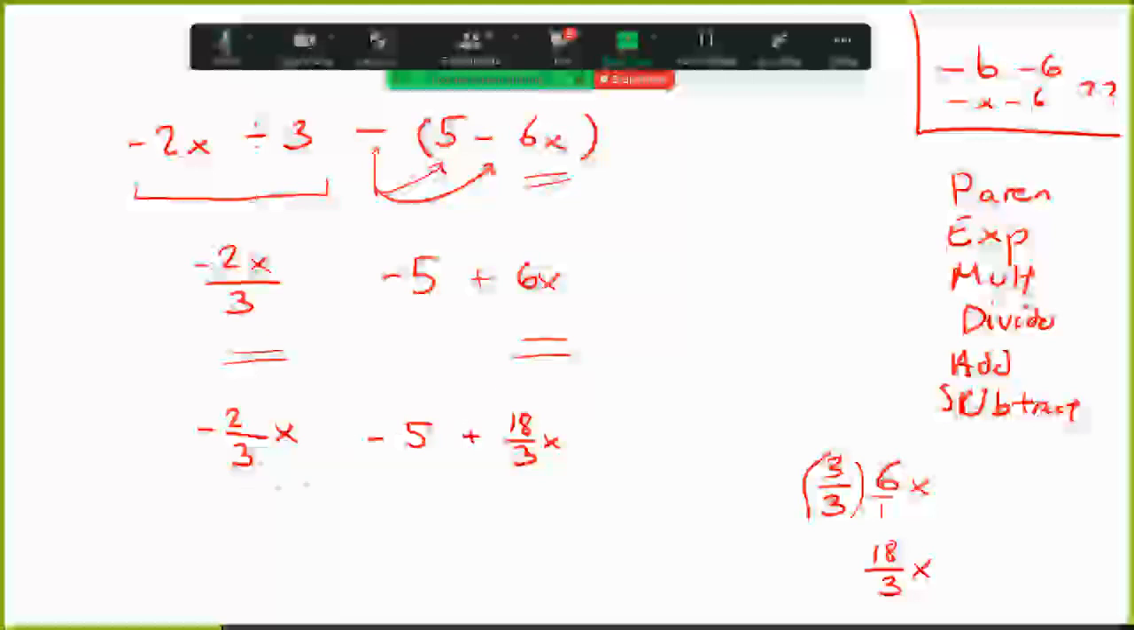Okay, now like terms, the x numbers and the fractions, they're ready to go. So this is like saying 18/3 x minus 2/3 x, because this one's negative, so the 2/3 is negative. I'm going to put them in a different order just to show the work. 18 minus 2 is 16. So we have 16/3 x minus 5. And I think that's it.